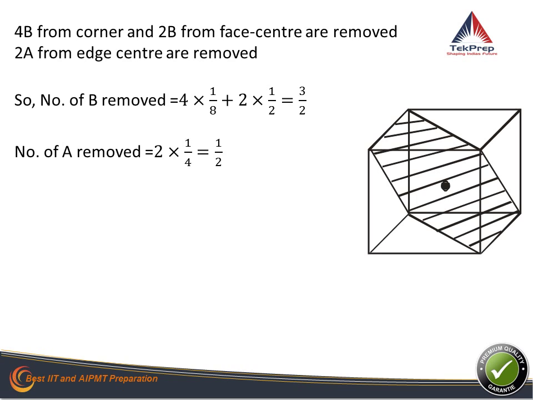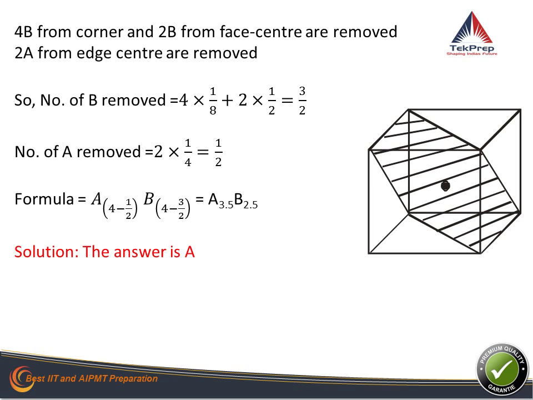So when we remove these atoms from the complete formula, A4 minus half and B4 minus 3 by 2, we get A 3.5 and B 2.5, which is the right option. So the right answer is option A.